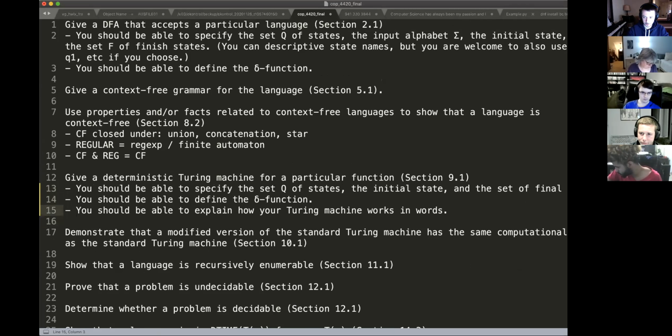All right, now goes the fun part. Demonstrate that the modified version of the standard Turing machine has the same computational power as the standard Turing machine. Yeah, that's a very useful skill set. That's what I do every single day. Of course. Excuse me, sir. Did you know that if we limited that Turing machine, it would still perform the same function?